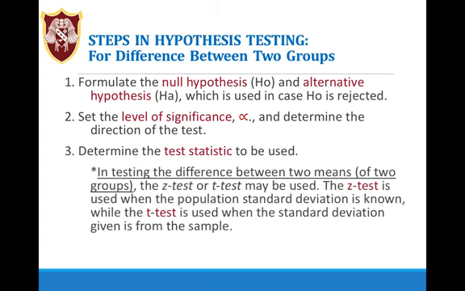Note that in testing the difference between the means of two groups, the z-test or t-test may be used. The z-test is used when the population standard deviation is known or given, while the t-test is used when the standard deviation is from the sample. So again, we apply either the z-test or t-test if we want to determine if there's a significant difference between two groups in terms of their mean. That also implies that the data must be quantitative, either at the ratio or interval level of measurement.